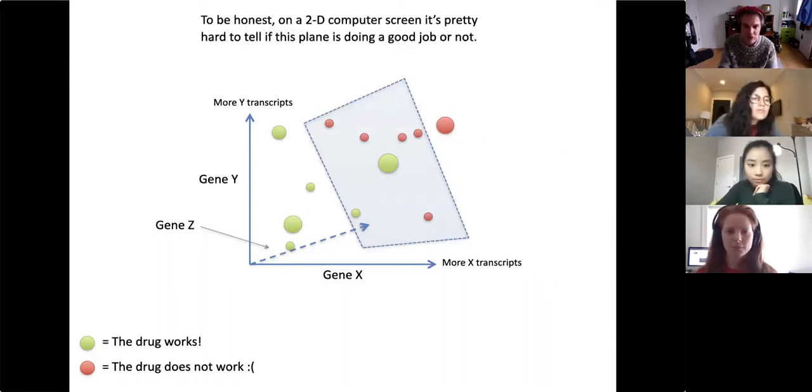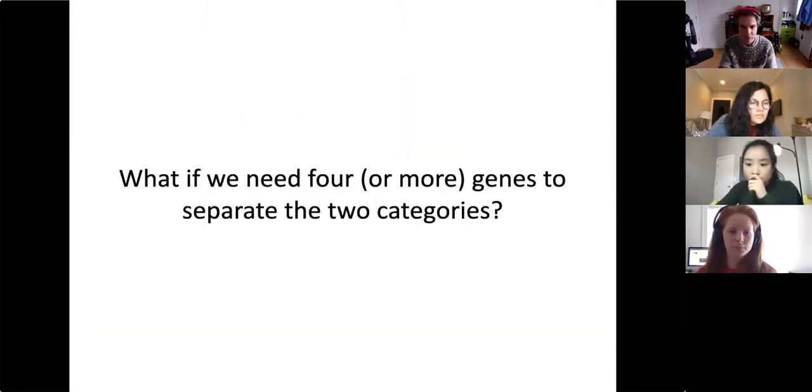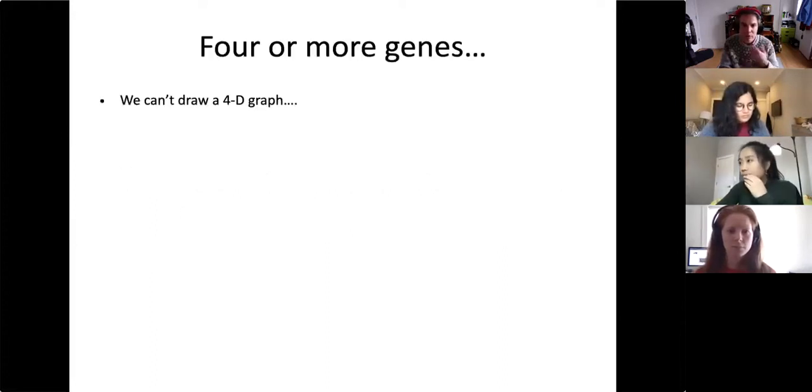To be honest, on a 2D computer screen, it's pretty hard to tell if this plane is doing a good job or not. We'd have to rotate it and look at it from different angles. It's not super straightforward as to how to interpret this plane. And then the question is what if we need 4 or more genes to separate the categories? What do we do then? So when we have 4 or more genes, we can't draw that graph to begin with. So we have the frowny face, wah, wah.